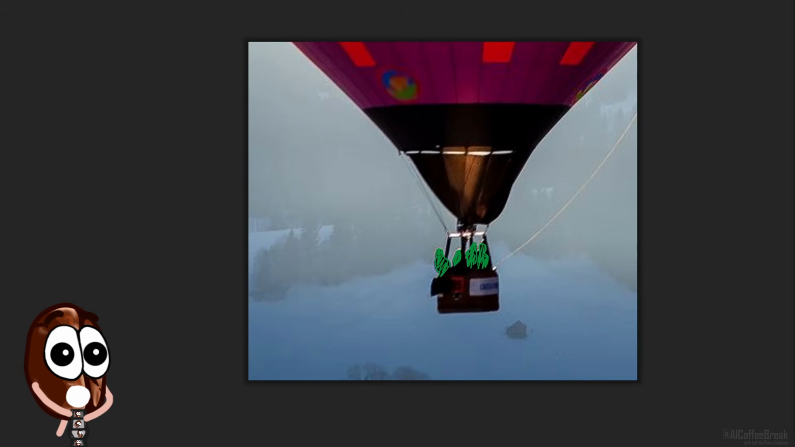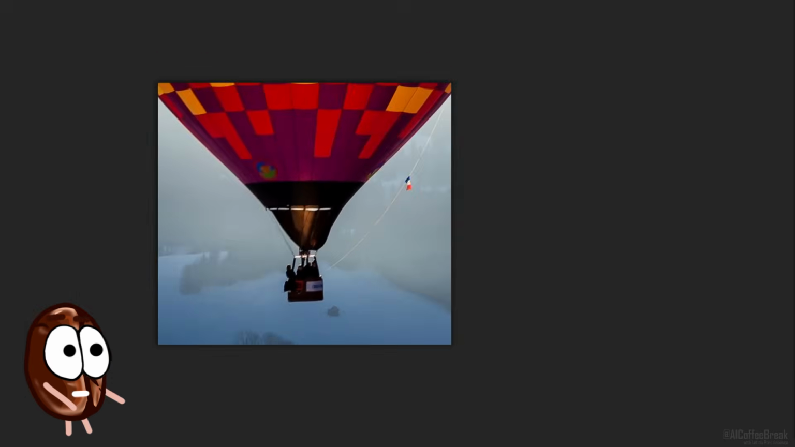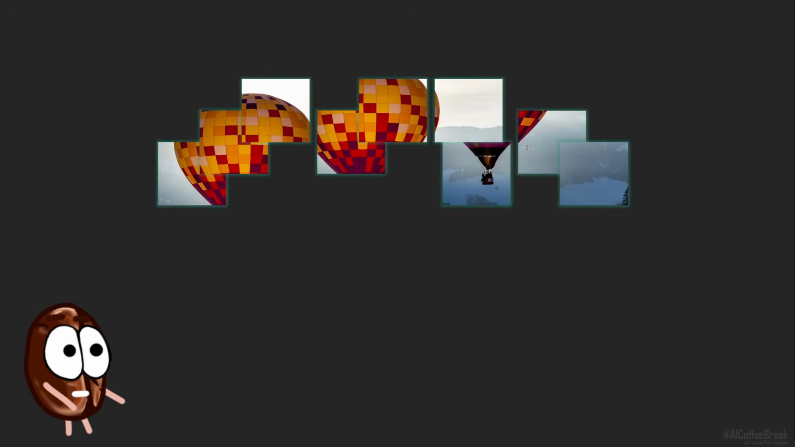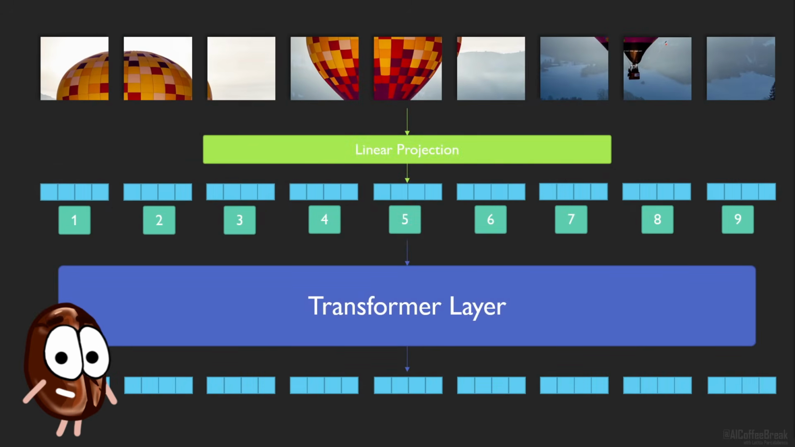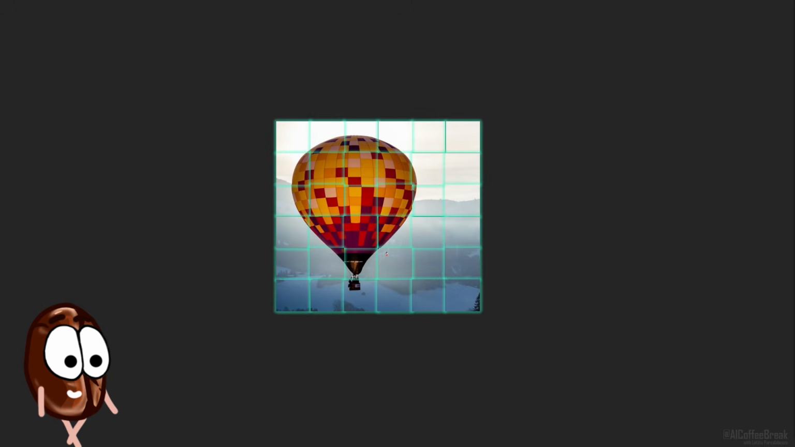So let's look at how the Swin Transformer wants to tackle this problem. The Swin Transformer still relies on patches, but instead of choosing one size and sticking with it, the Swin Transformer first starts with small patches for the first transformer layer, then merges them into bigger ones in the deeper transformer layers. This reminds of something, Miss Coffee Bean? Yeah, of UNet and convolution. But let's not get distracted here.